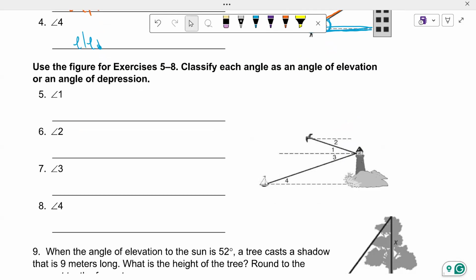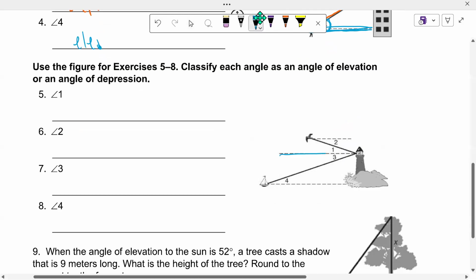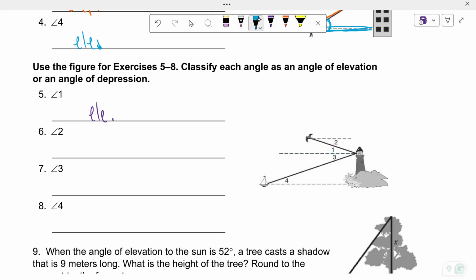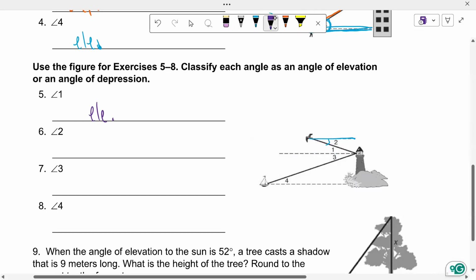Going ahead and looking at this one, highlight your horizontal line. We got that one right there to make up angle 1. The other half of making up angle 1 is our line of sight. The line of sight is above, so this is going to be elevation. For angle 2, here is our horizontal line for angle 2, because we're looking at this guy. Our line of sight is going down, so this is depression.